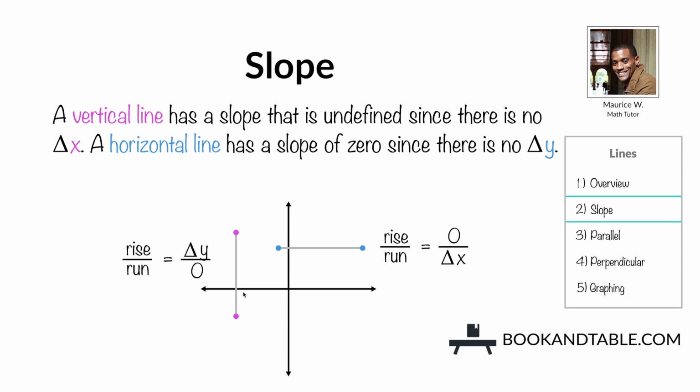A few unique cases are a completely vertical line and a completely horizontal line. If a line is completely vertical, that means it is all rise, change in y, but no run. There's no change in x. It's the same x value for all of these points. Anything divided by 0 is undefined. That is why a vertical line has a slope that is undefined, since there is no change in x. A horizontal line has a slope of 0, since there is no change in y. So this is all run. All of these x values are changing. But it's the same y value, so there's no change in y. 0 divided by anything is 0.